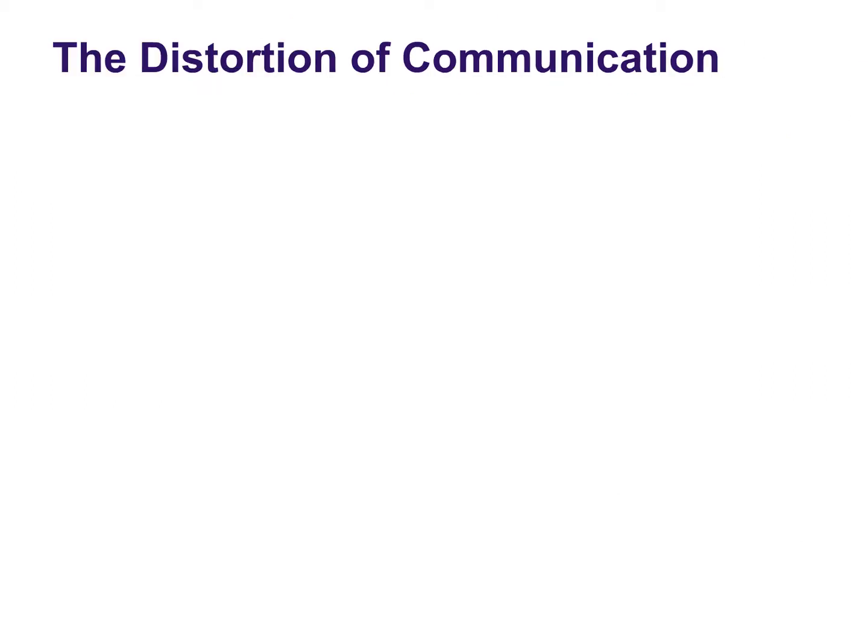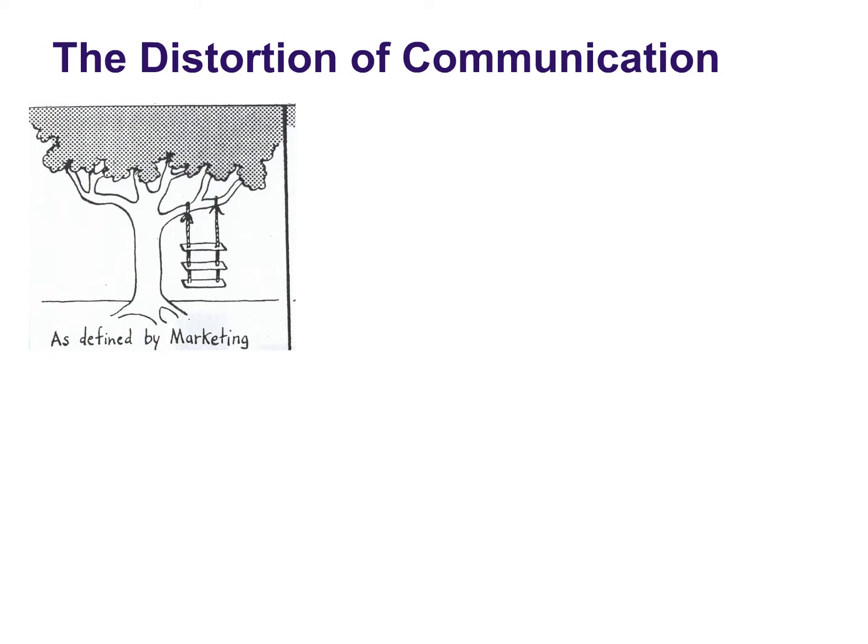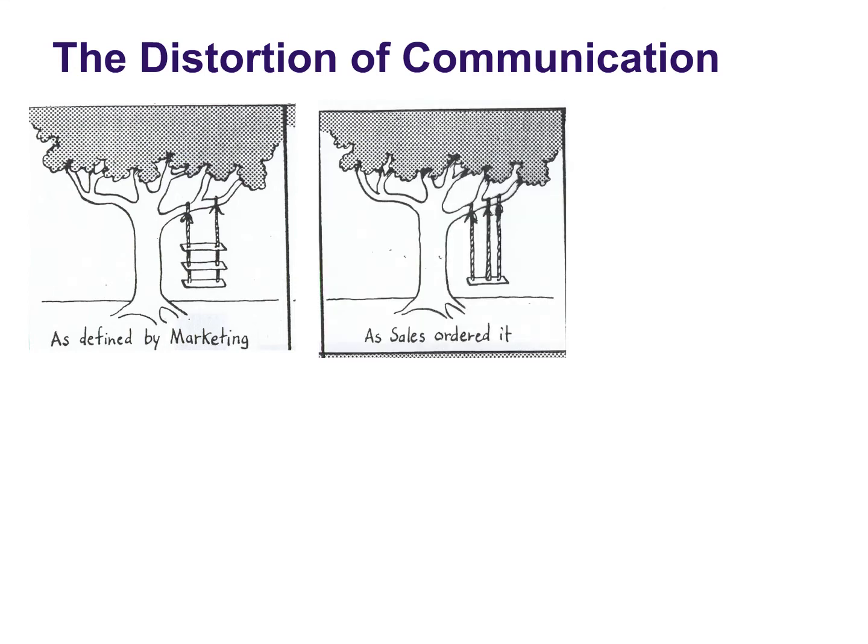Now there is an interesting story about how communication can be distorted in a business setting. Look, for example, this is the product defined by the marketing department. What does it look like to you? A swing, right? And then this is what the salespeople ordered the product to be manufactured. That's the sales order. See, from marketing to sales order, it's already different.